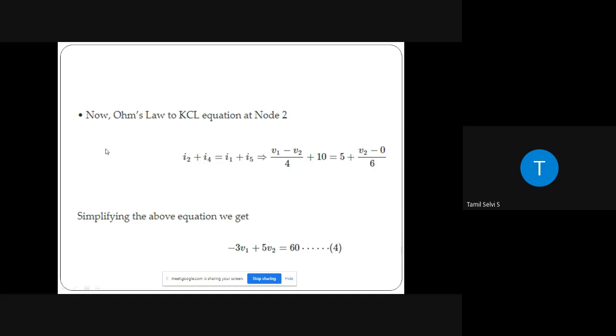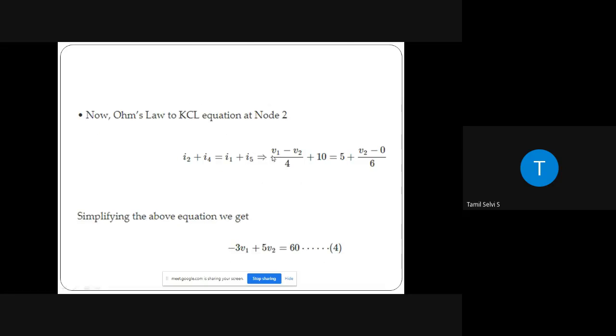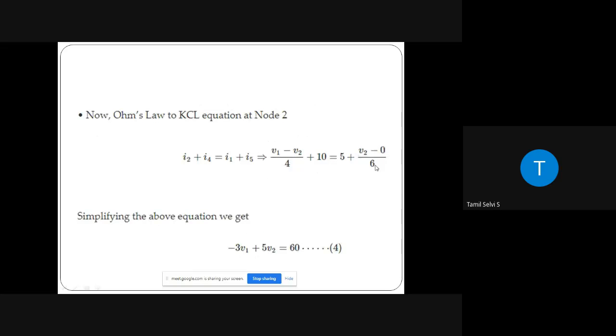So now again you just apply the Ohm's law to the KCL equation at node 2. At node 2, the equation is I2 plus I4 equal to I1 plus I5. We know the values of I1 and I4, but we don't know the values of I2 and I5, right? So I2 can be written as V1 minus V2 divided by 4, plus I4 value is 10, equal to I1 value 5 plus I5. I5 is a current between V2 and 0 potential, so V2 minus 0 divided by 6. Right? Simplifying this equation, you can get minus 3V1 plus 5V2 equal to 60. This is equation number 4.